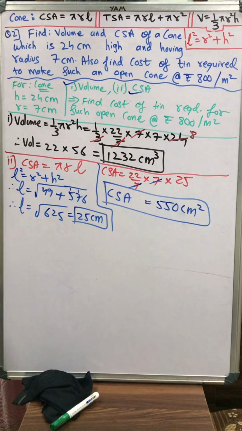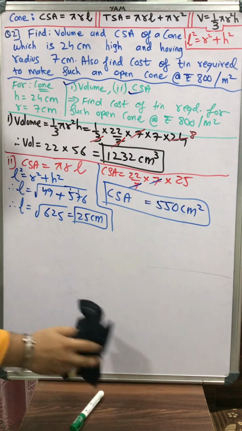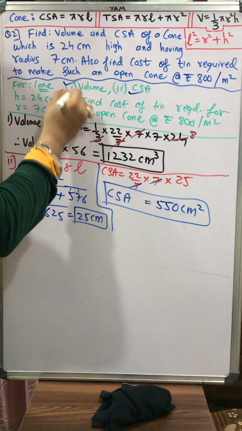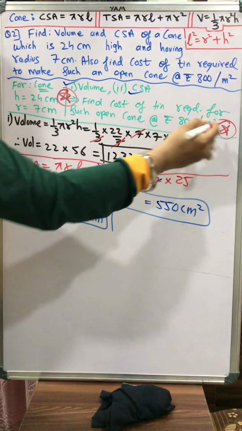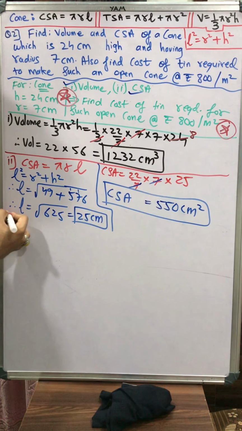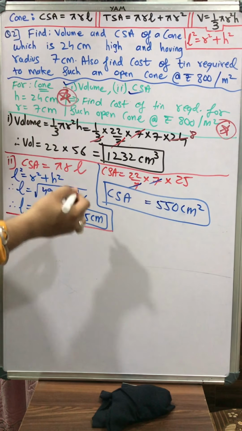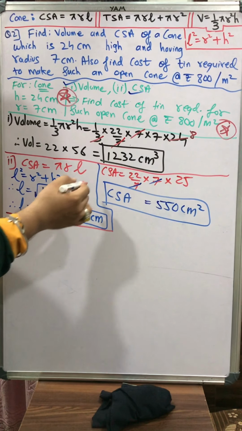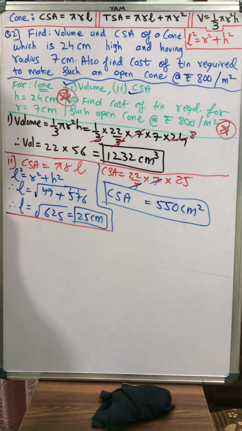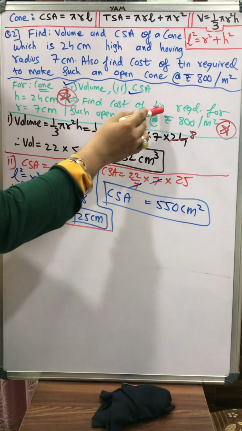Now let's see the most important part, the part due to which I selected this question. Before starting, I'll mark stars over here. Amazing things are mentioned here. Just stay tuned over here, please. Everybody, I request everyone, just stay tuned to what is given to us. Find the cost of tin required for such an open cone. Find the cost of tin required.